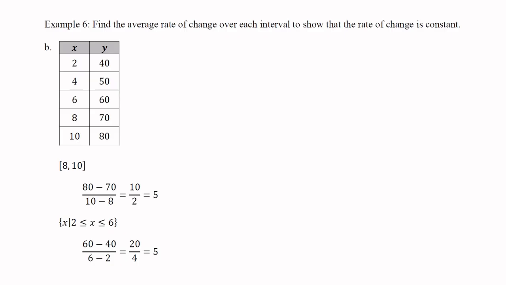So in some cases, you will need to reduce just to show us the same number. But since our slope is 5, or our rate of change is 5 from 8 to 10, and it's also 5 from 2 to 6, chances are what we have is a linear function.